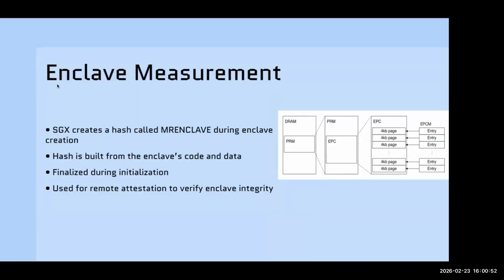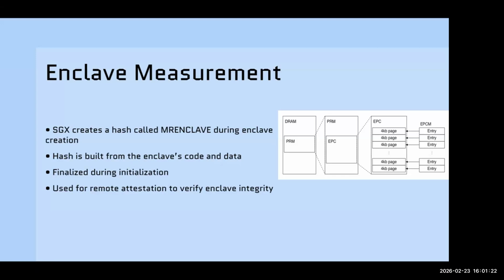Enclave measurements. During enclave creation, SGX computes a cryptographic hash called the MRENCLAVE. This hash is built from the enclave's code and data as they are loaded. Once initialization is complete, this measurement uniquely identifies the enclave. One important thing to understand is that the value represents the exact contents of the enclave at initialization. Even a small change in code or data would produce a completely different hash.